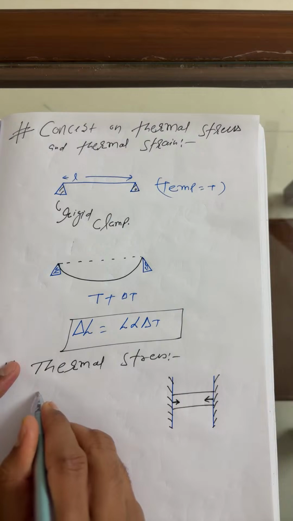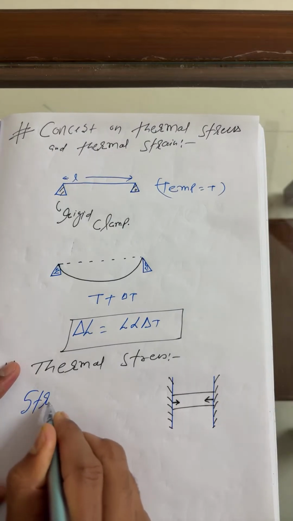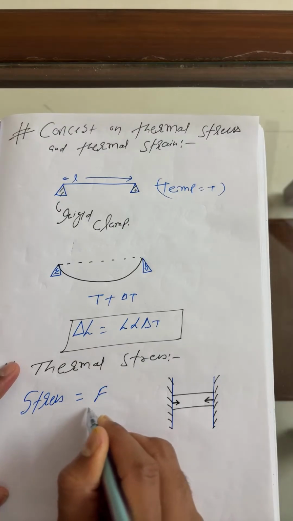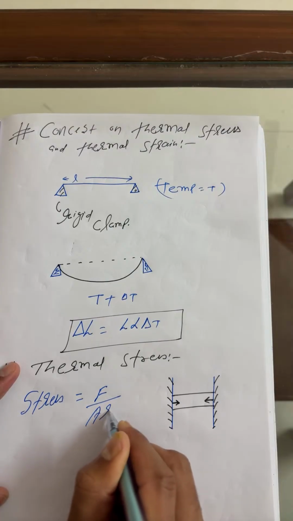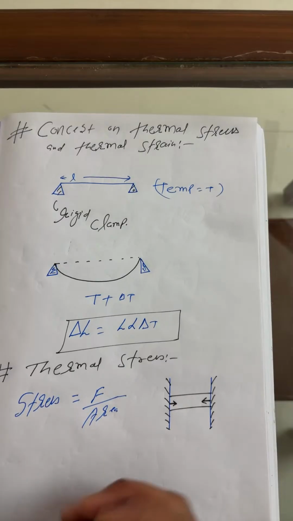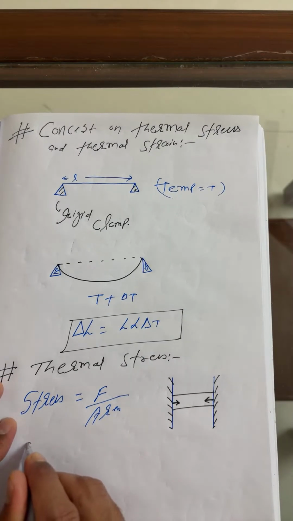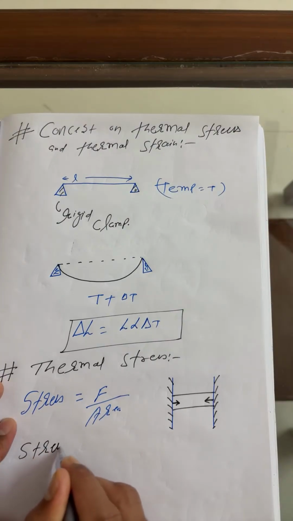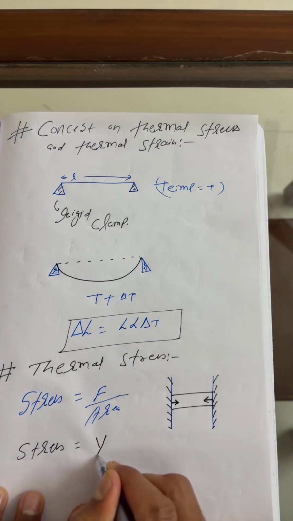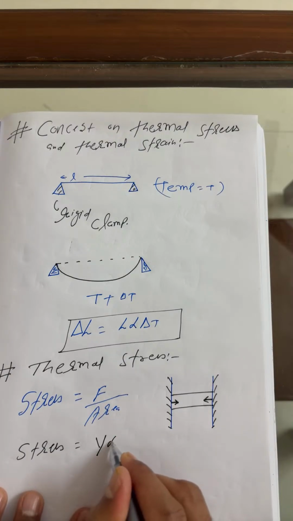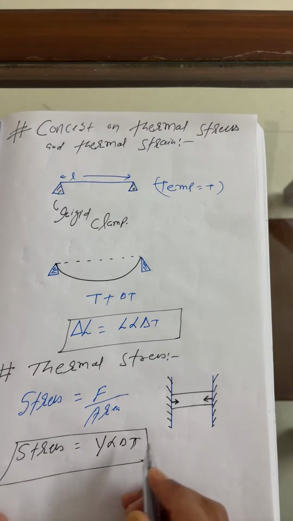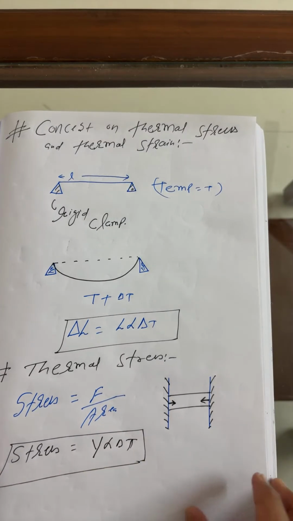So finally, you can write the formula of stress here. I hope all of you remember; otherwise, I'm writing: stress is force per unit area. Now, for getting the final answer of this question, I want to connect a few points. You can say Young's modulus into alpha into delta T. You might ask, sir, why? I'll explain slowly, and you can easily understand how it came.